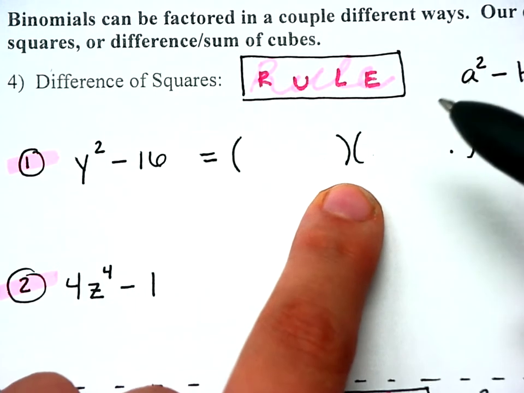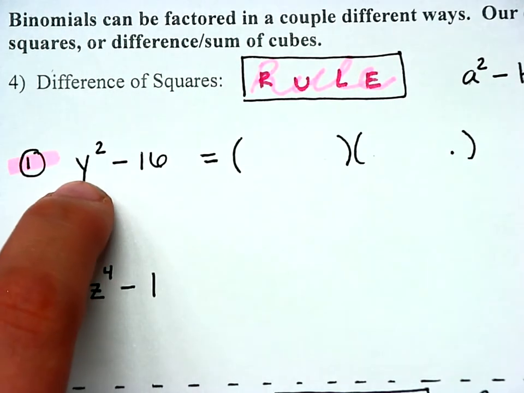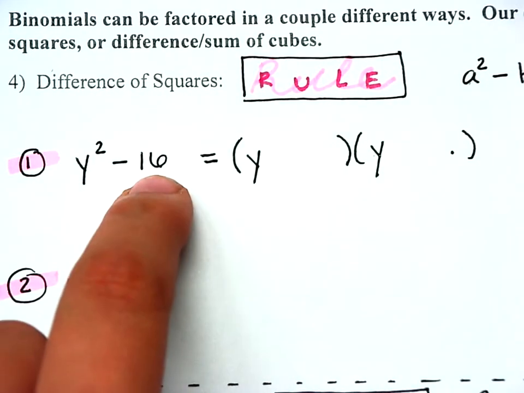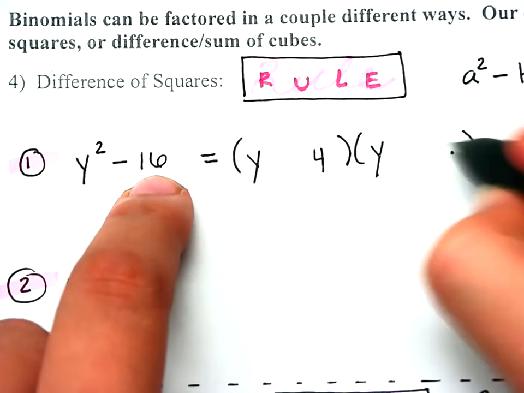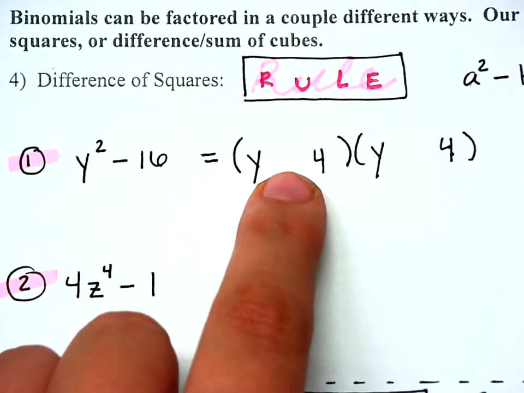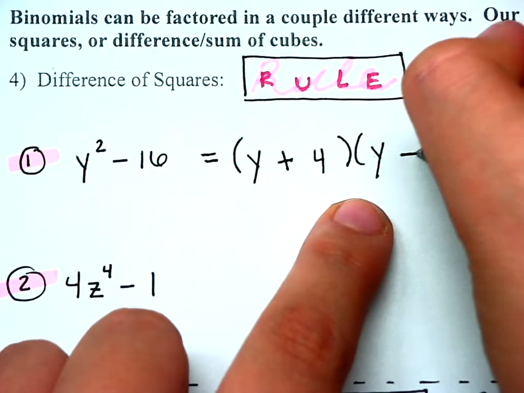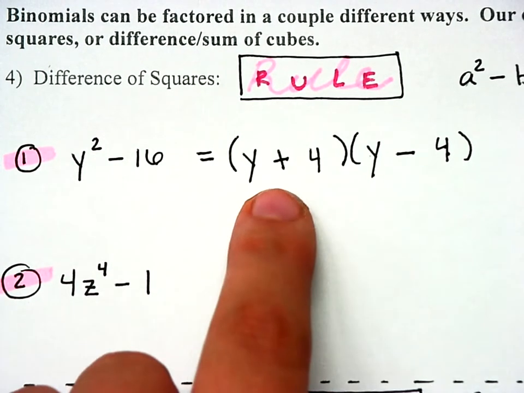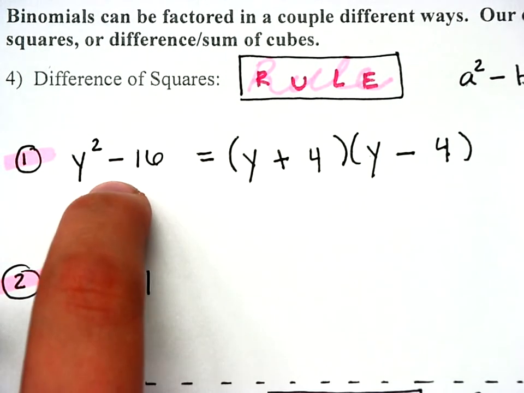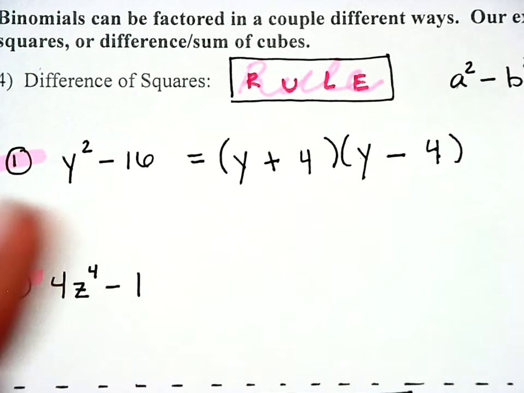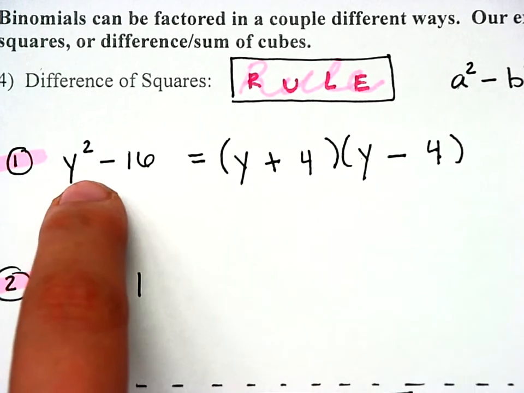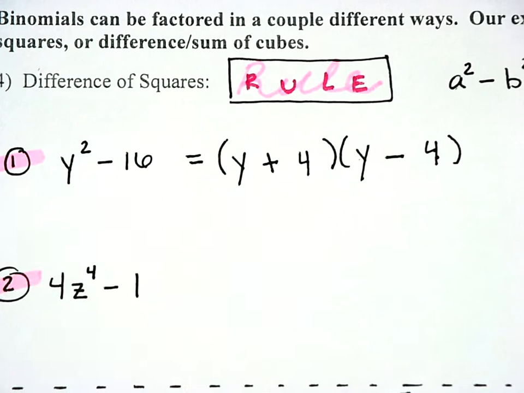Let's think about what our a is. The square root of y squared is just y, so that's our a value. The square root of 16 is 4, so that's our b value. And then remember, one of these is going to be addition and one is subtraction. It's as easy as that. So that's a completely factored version of this polynomial. What that means in math is if I were to multiply this out, then I would get this answer right here. All right, let's try it again.